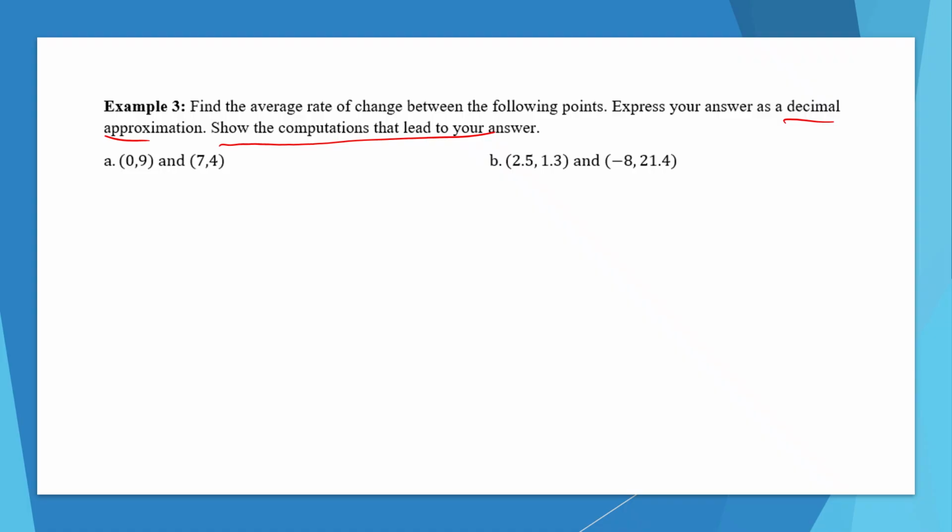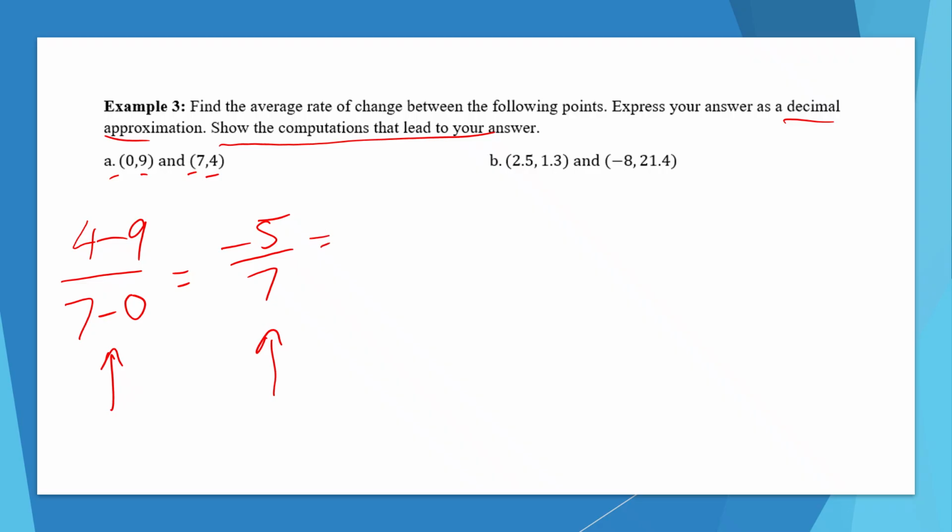quotients. So for the first one, remember, we're going to do 4 minus 9, so y2 minus y1 over x2 minus x1, 7 over 0. This should be -5 over 7. So one of these two fractions I want to see in your work. This would not be a correct answer because we need to convert this to a decimal approximation there.